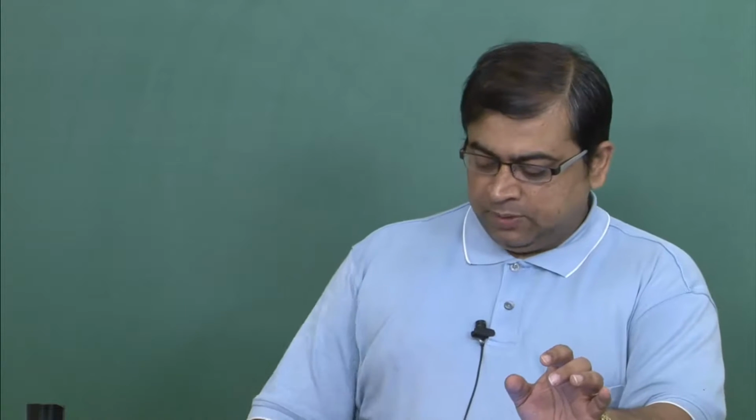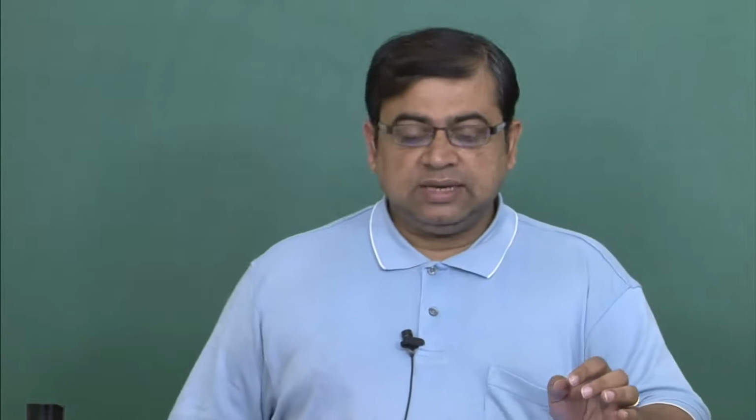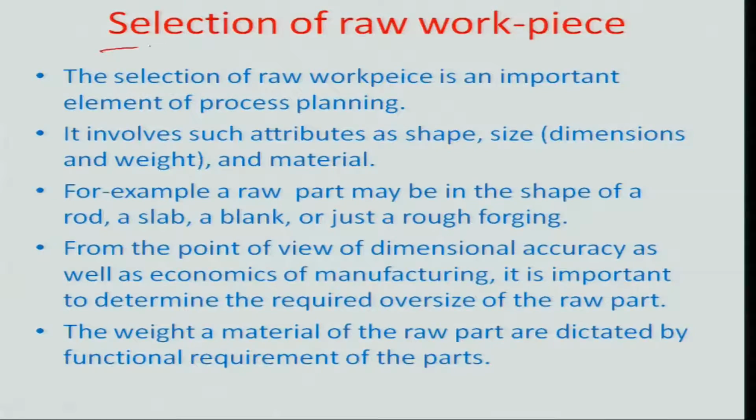So this is step 1 of process planning. Step 2, as we indicated, is selection of the raw workpiece. So basically the raw material is very important. Not only that, can I optimize the machining time, select something.